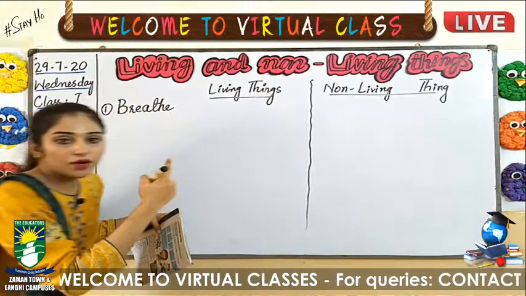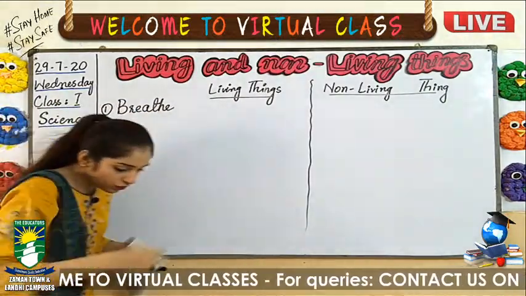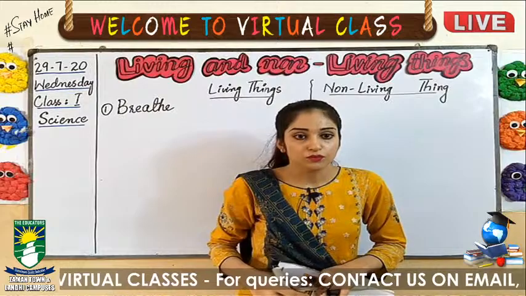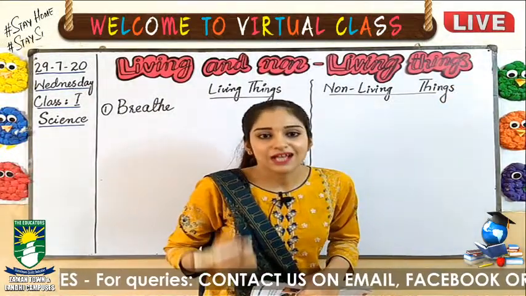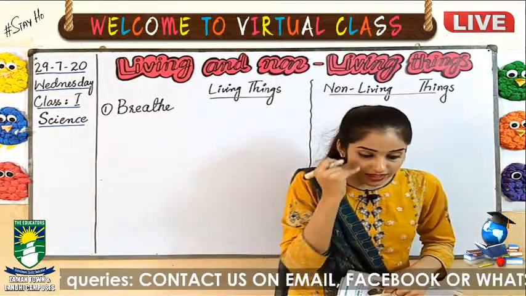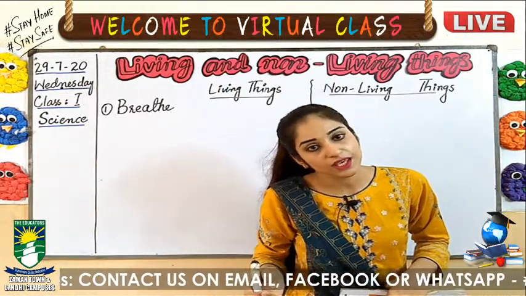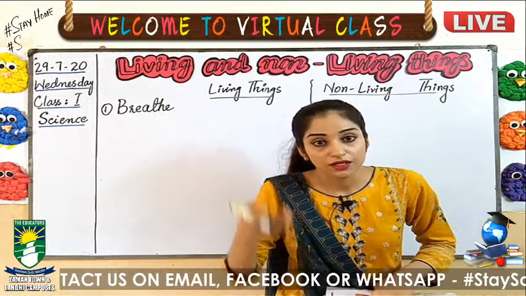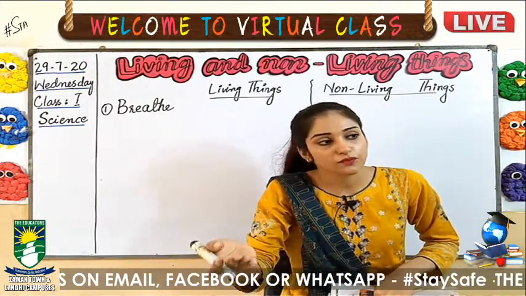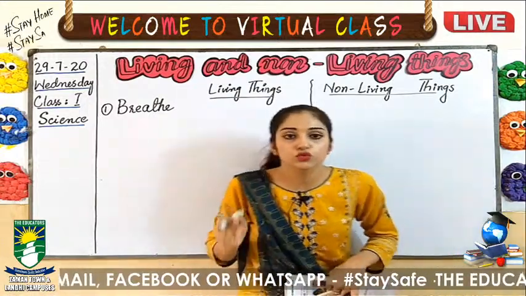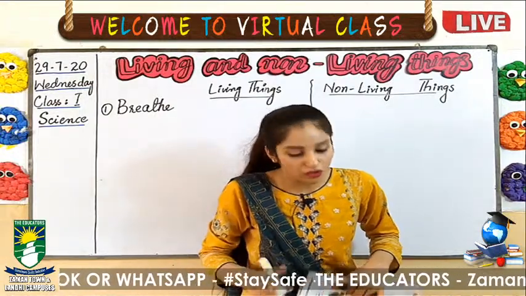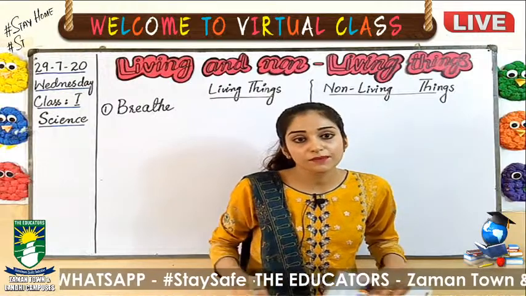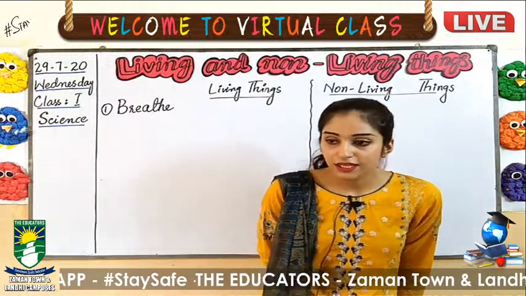Now, look at point number 1, breathe. I told you the meaning of breathe. Breathe means सांस लेना, okay? So you see, whenever you look at any living thing, it can breathe. Can you breathe? Yes, of course, I can also breathe. Animals do breathe, birds breathe, fishes also breathe. And if we talk about plants, did you know that plants can also breathe? Yes, they can also breathe.